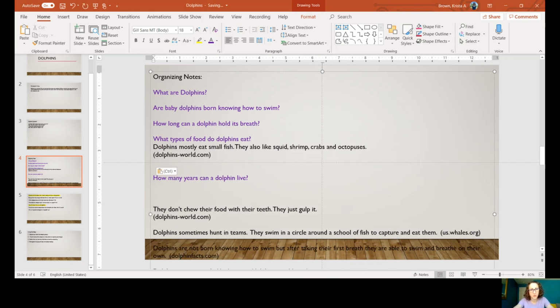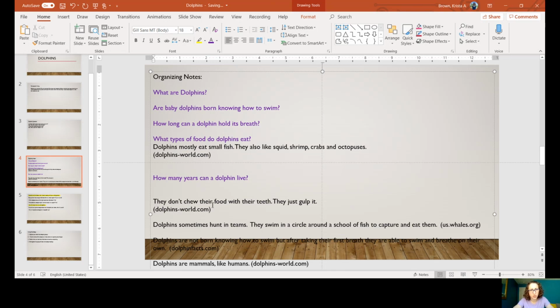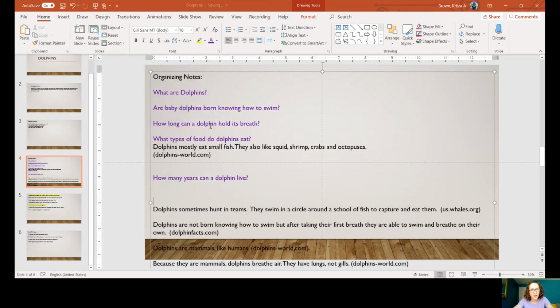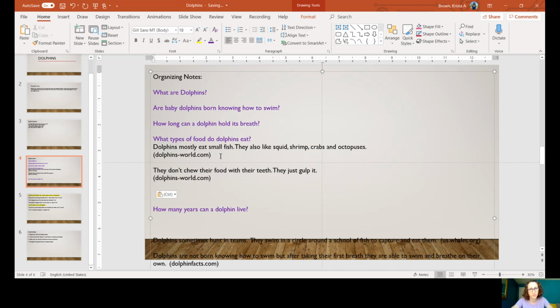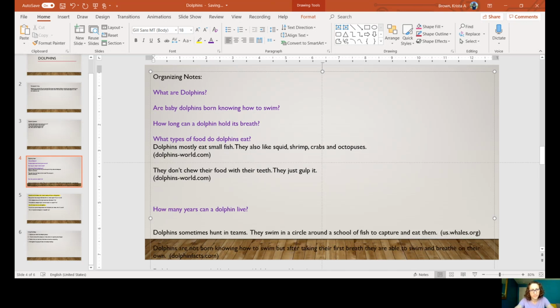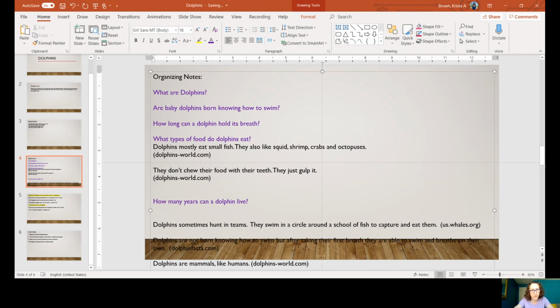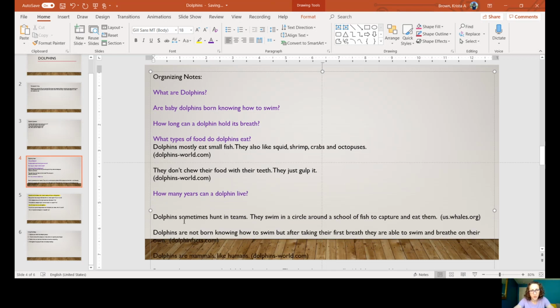Now I'm going to go to my next one and see. It says they don't chew their food with their teeth, they just gulp it. Okay, well, that's more about what dolphins eat. So I'm going to cut that, and I'm going to put that into this category. I'm going to give a little bit of space just so that my facts don't get to be too confusing. Let me get rid of some of these other spaces so we can see the next one.